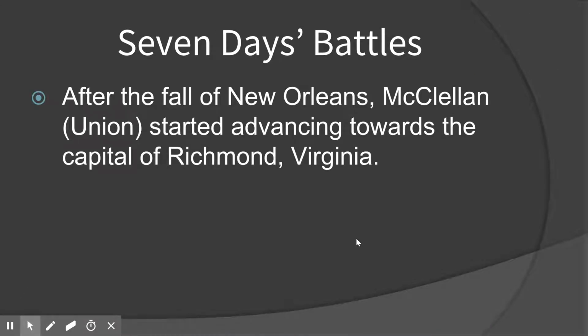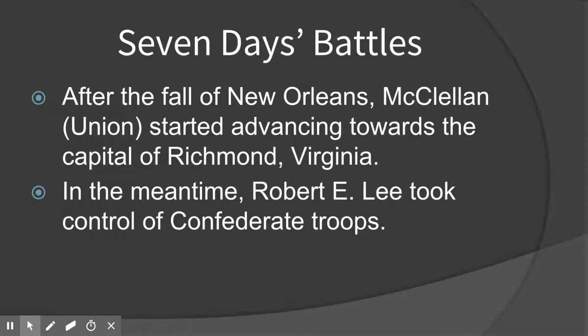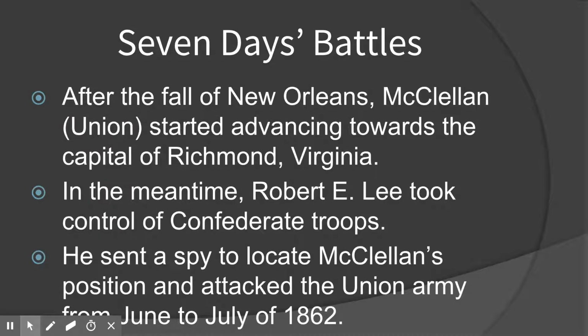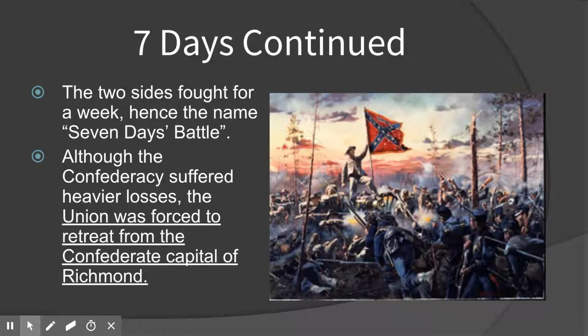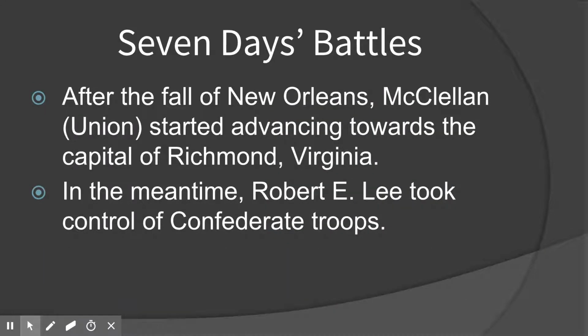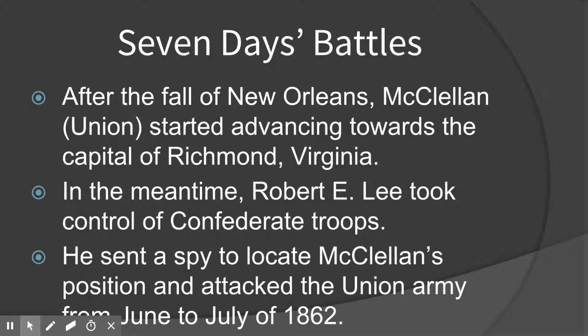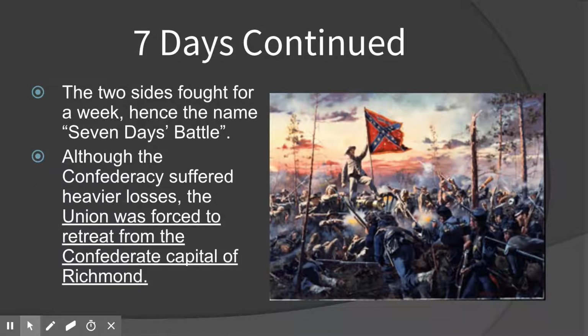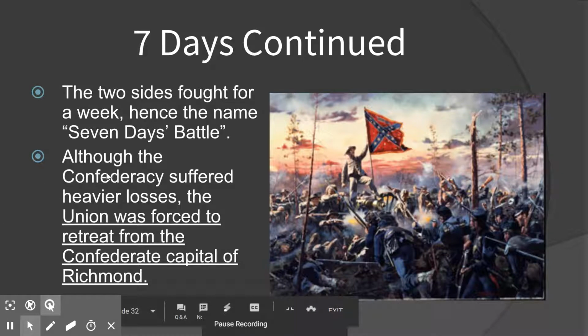After the fall of New Orleans, McClellan will start advancing towards the capital of Richmond, Virginia. In the meantime, Robert E. Lee will take control of Confederate troops. He actually sent a spy to locate McClellan's position and attack the Union Army from June to July of 1862. So, if you're, again, trying to get some dates, we have June to July of 1862, and here is why it is important.